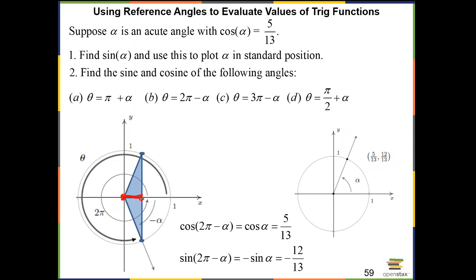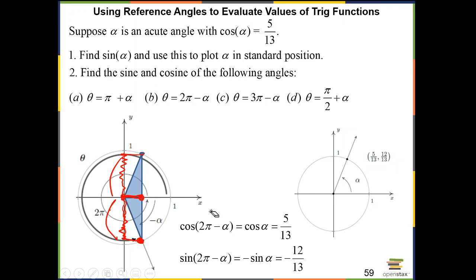Right there, that's cosine. And then sine of 2 pi minus alpha is this much from here to there, right? And that is negative sine of alpha, which is that much, right? So this is negative of that, obviously.